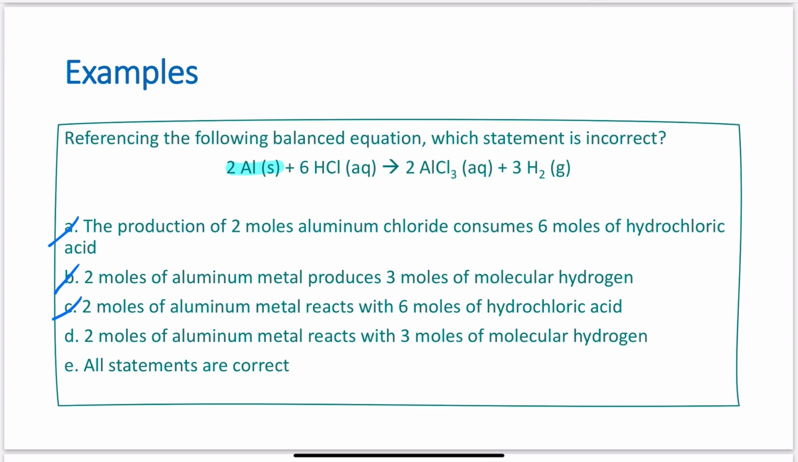2 moles of aluminum metal reacts with 3 moles of molecular oxygen. Oh, no, no. 2 moles of aluminum produces 3 moles of molecular oxygen. And if you're paying attention, just by process of elimination, you should be able to tell that one of these two is incorrect because they're doing the opposite thing. So the incorrect statement here is D. 2 moles of aluminum metal does not react with 3 moles of molecular hydrogen. It produces 3 moles of molecular hydrogen.